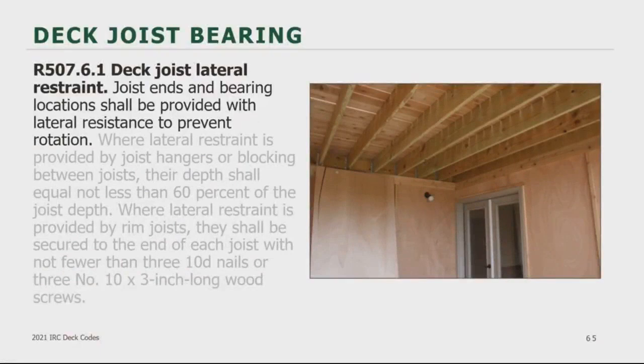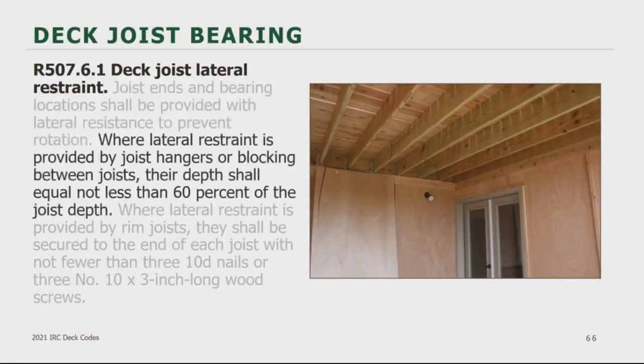R507.6.1 goes on to talk about lateral support for joist ends. You don't want the joist to be able to twist or rotate when loaded. A common way to provide that support is to use joist hangers or blocking. When this method is provided, support is required for at least 60% of the depth of the joist. So if you have 2x10 joists, the joist hanger or blocking needs to provide support for at least 6 inches, which is 60% of that 10 inches of joist depth.